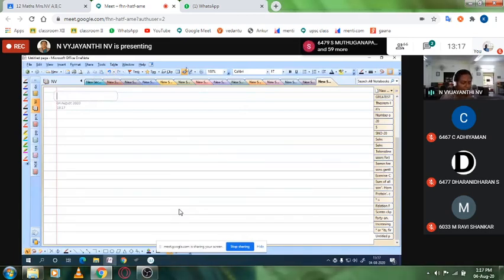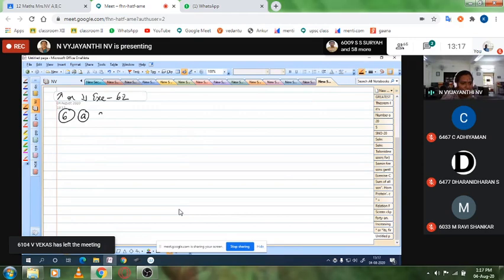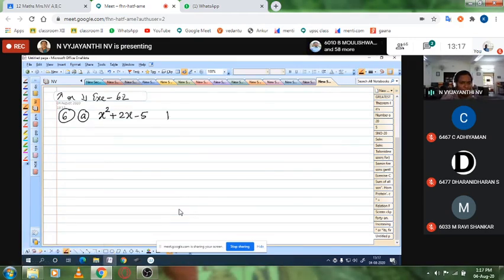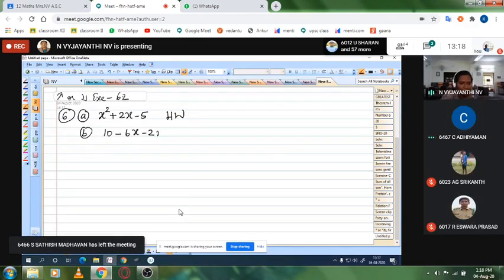Okay, sixth sum. They have given 5 subdivisions in that. Exercise 6.2, sum number 6: find the interval in which the following functions are strictly increasing or decreasing. A subdivision is x square plus 2x minus 5. Shall I leave this as homework for you? B subdivision is 10 minus 6x minus 2x square. Shall I leave this also as homework?